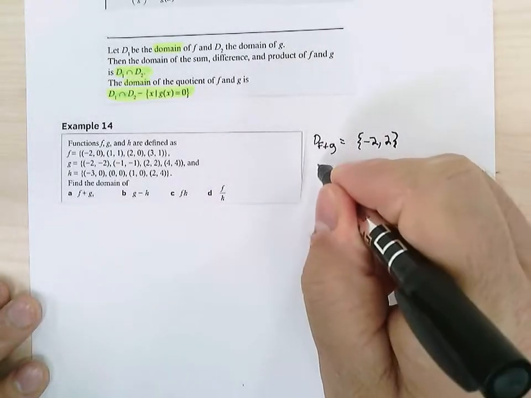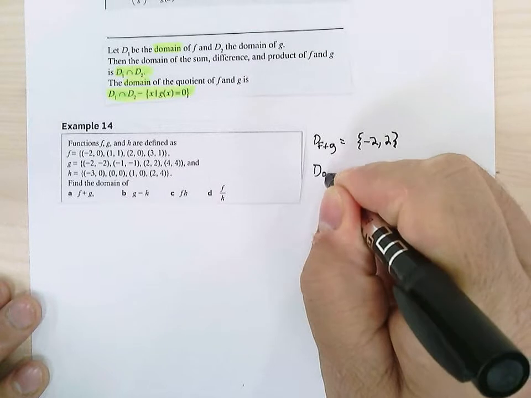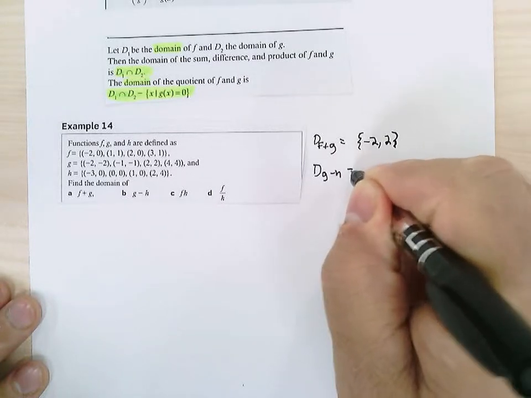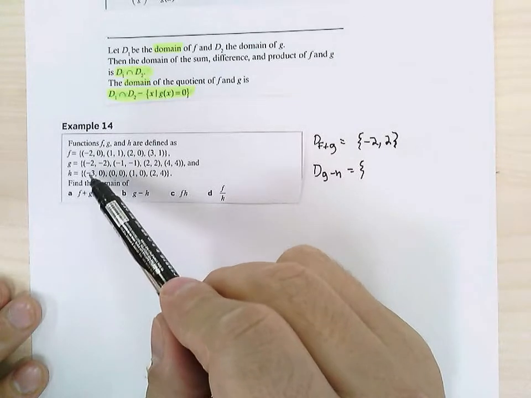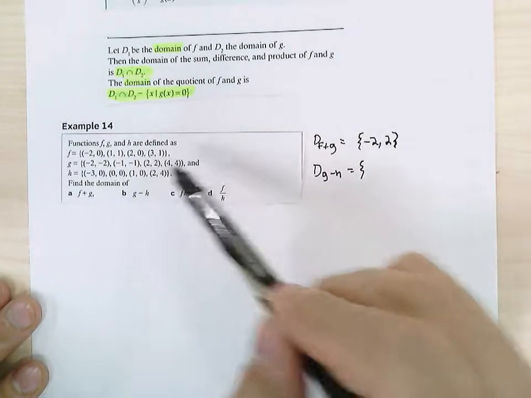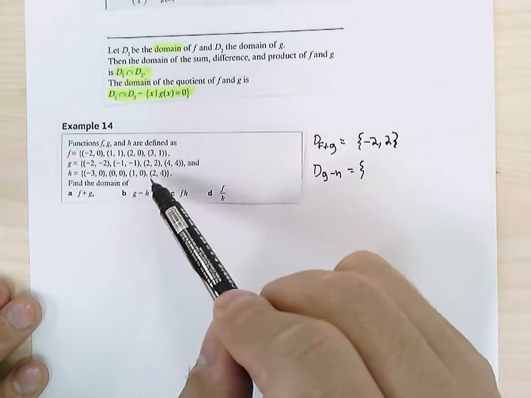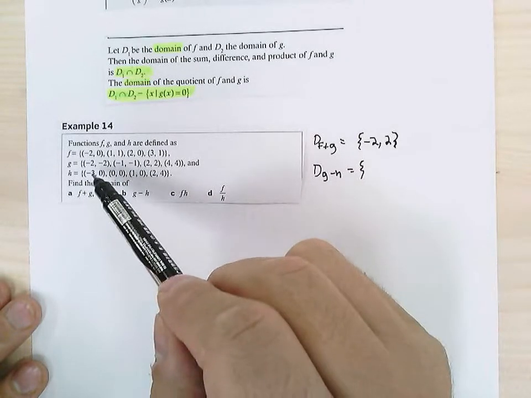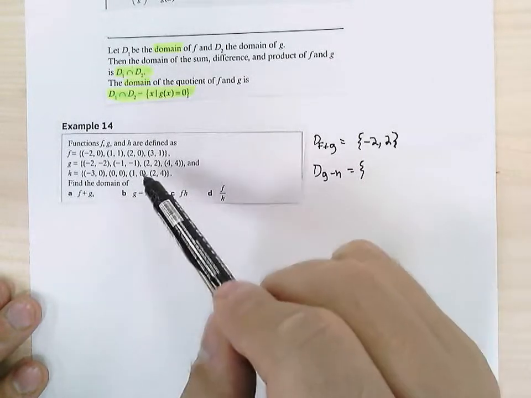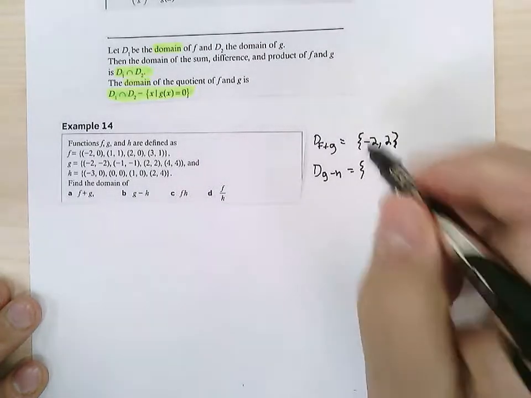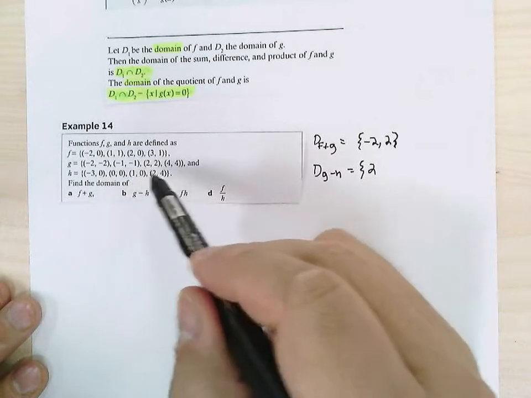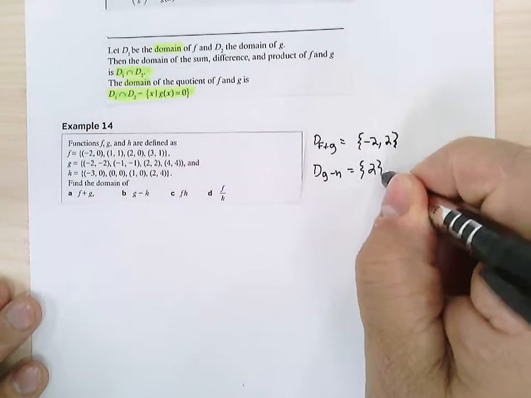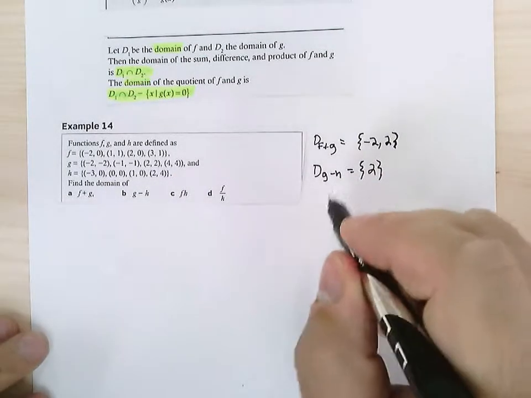Next is g minus h, the domain of g minus h. Well, let's see, there's a -2, but there's no -2 in the domain of h. -1, no -1 either. There is a 2, so I can put a 2 in there, and 4, but there's no 4 in the domain of h. So the domain of g minus h is just 2.